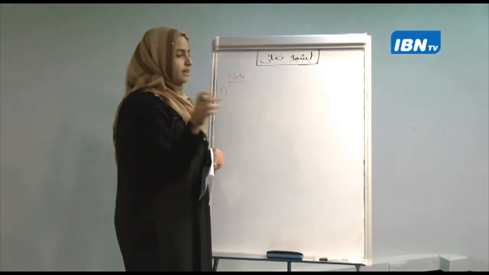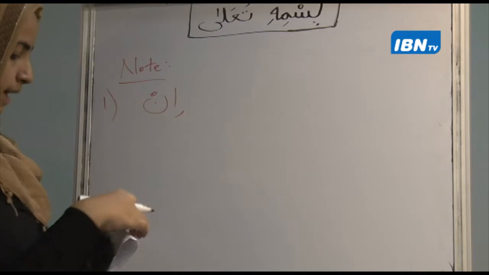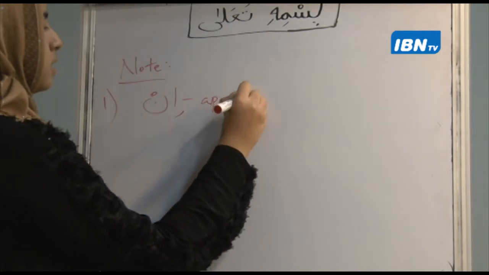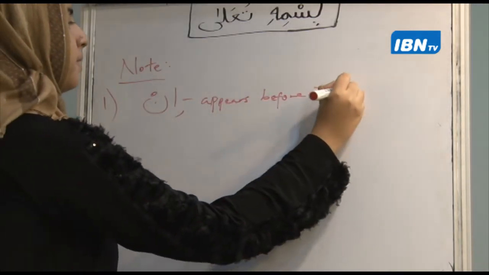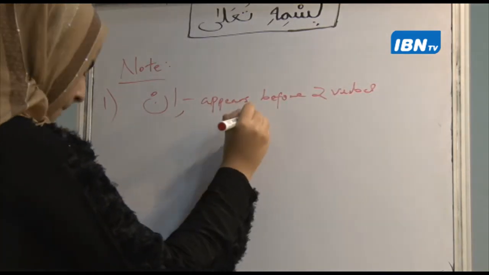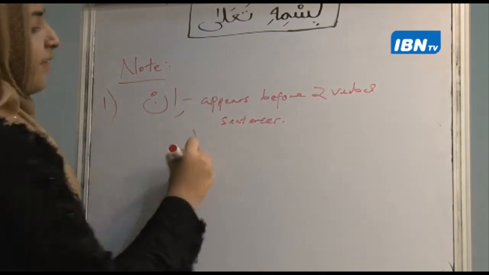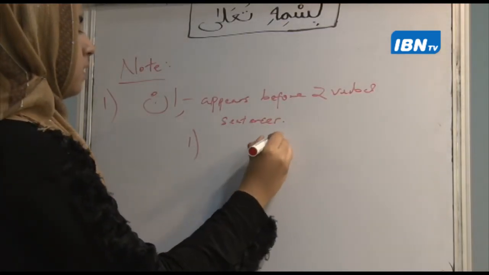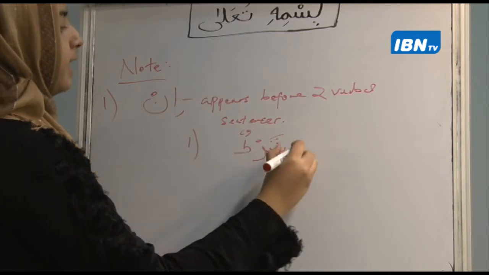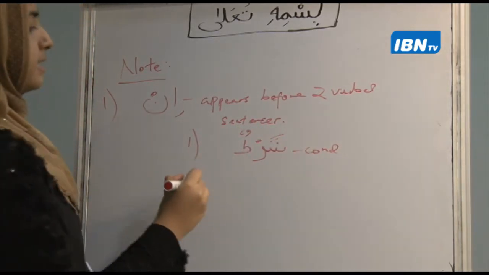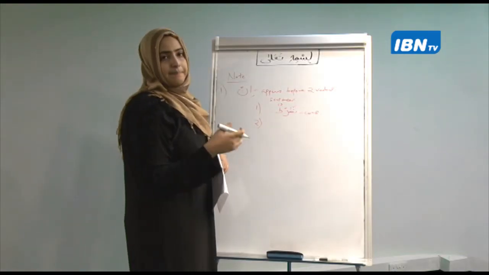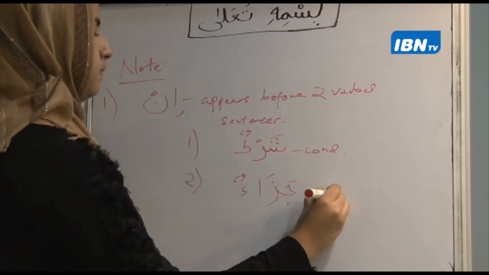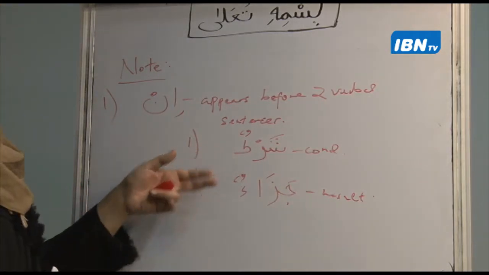that the particle in, the one that means if, usually appears before two verbal sentences. And what are those two sentences? The first sentence is the shart, meaning the condition. And the second sentence is what you call the jaza, meaning the result. Now, what do I mean by shart and what do I mean by jaza?